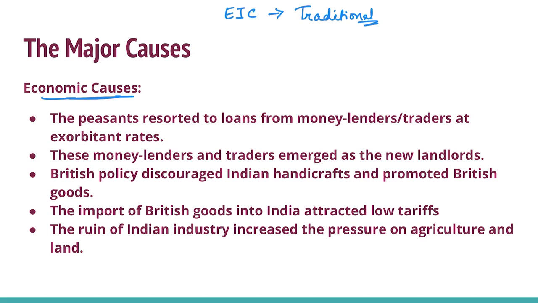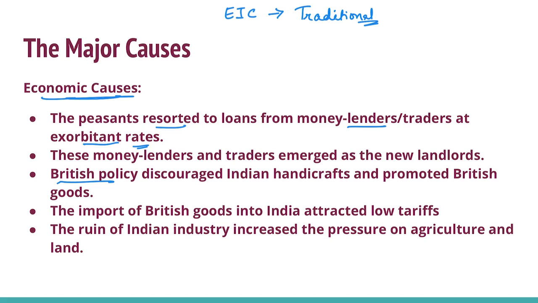The peasants had to pay heavy taxes, and they resorted to loans from moneylenders or traders at exorbitant rates. Due to the high interest rates, the peasants were unable to pay back the moneylenders. And these moneylenders and traders emerged as new landlords. By this, the older system of zamindari was forced to disintegrate.